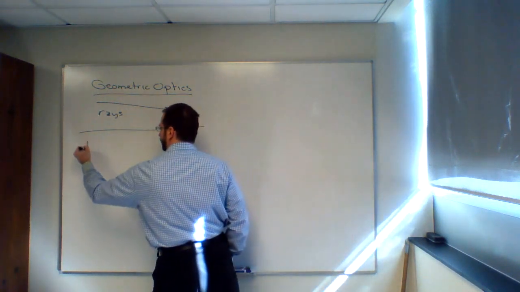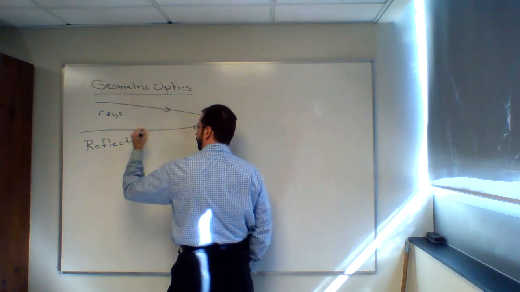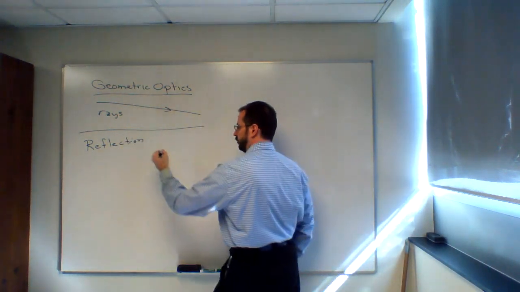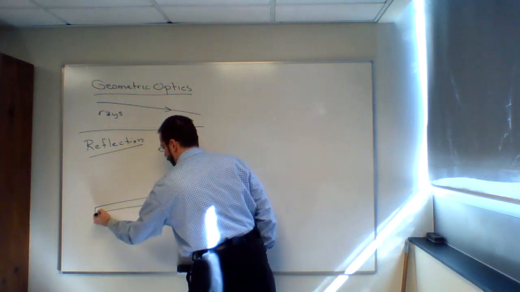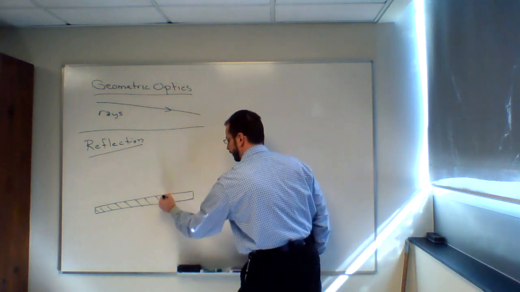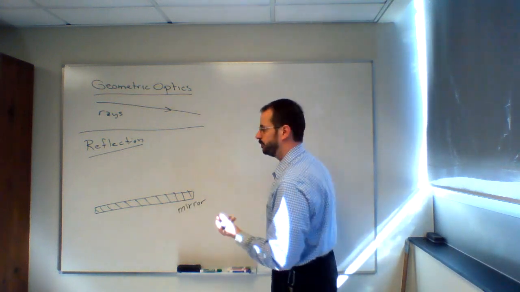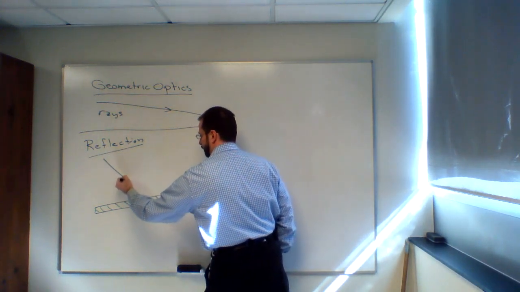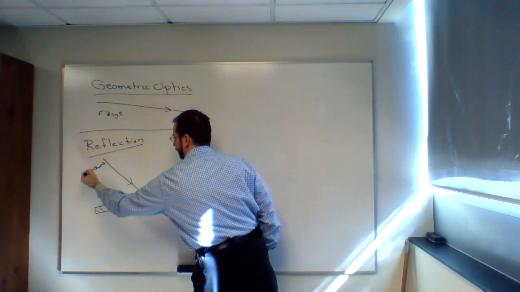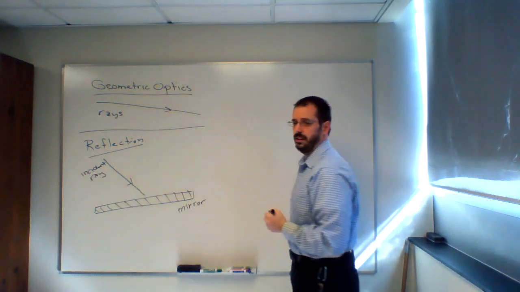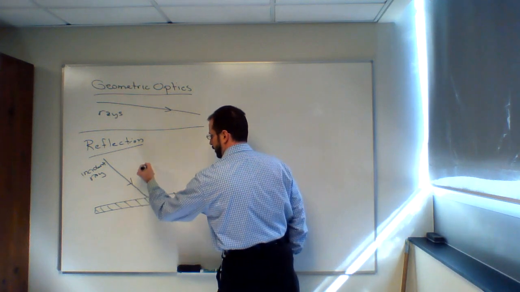There are two primary phenomena that we'll talk about, and these are reflection and refraction. Reflection is what happens when light hits a reflecting surface, which I'll draw here. This is a mirror. We're going to have an incident light beam, which comes in like this. That's our incident ray. Now when this ray comes in, we want to look at the angle at which it hits.